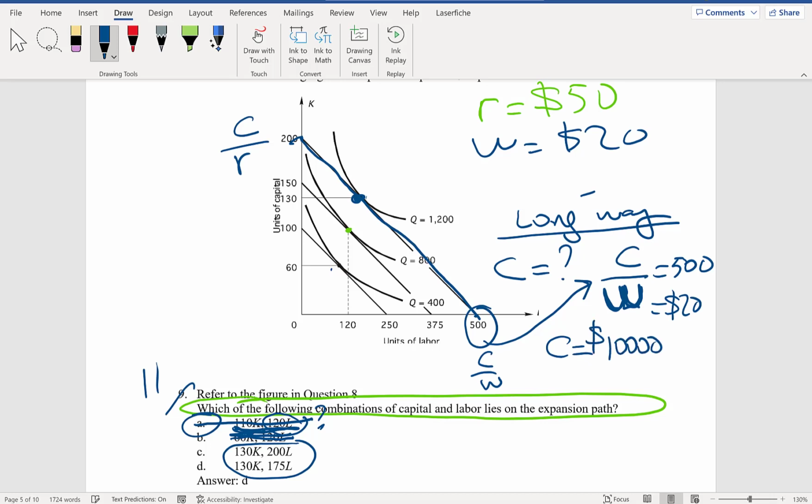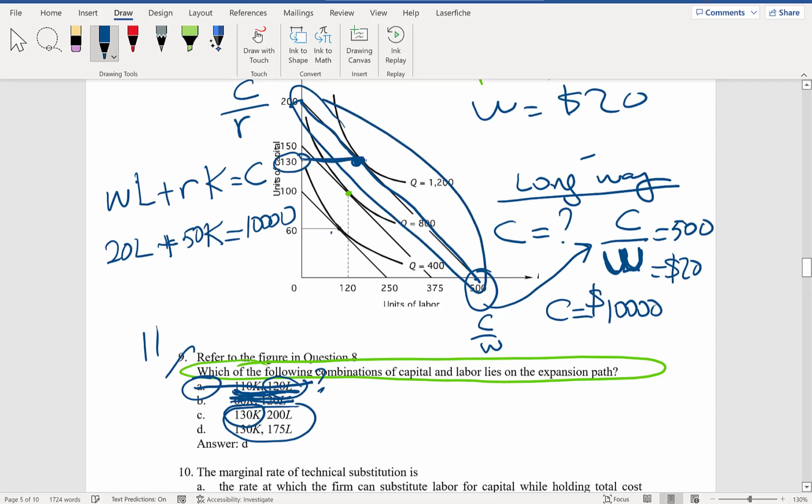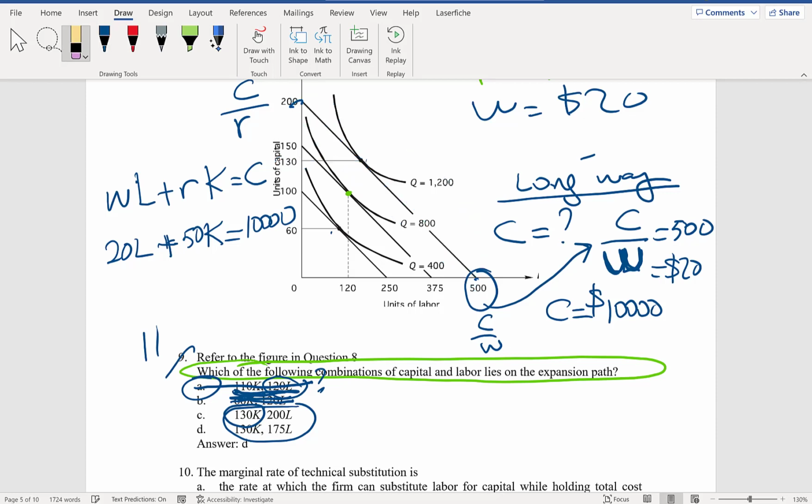Next step is to set up your budget line. What is the iso-cost line? I keep saying budget line, but it is iso-cost. It's the same thing, the company's budget. So plug in everything, 10,000. Wage rate 20L plus 50K equals 10,000. So it's saying plug in 130, right? Because 130 is on this line. That's why we focused on this iso-cost. Just keep that in mind.